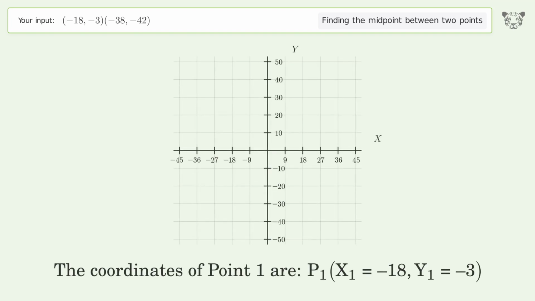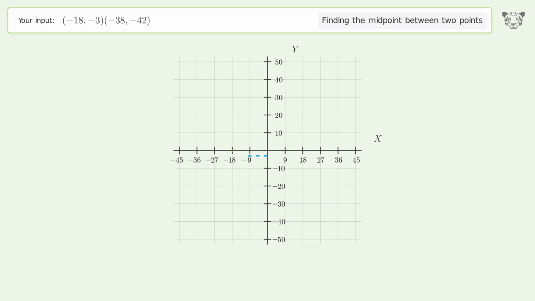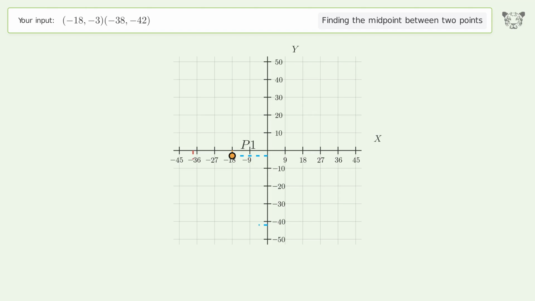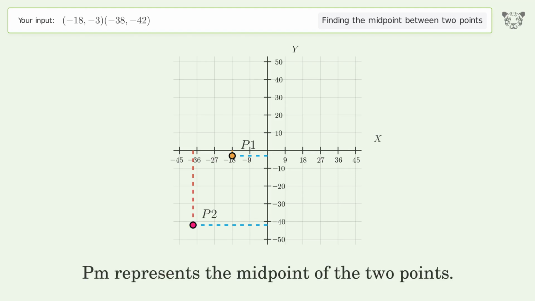The coordinates of point 1 are, x1 equals -18, y1 equals -3. The coordinates of point 2 are, x2 equals -38, y2 equals -42. PM represents the midpoint of the 2 points.